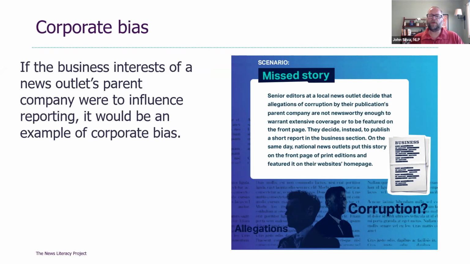So this is an example. The editors at a local news outlet bury allegations of corruption from their parent company. Instead of putting it on the front page like other news organizations do, they do a very short story and bury it in the business section. So this is corporate bias. This is where decisions about news coverage are influenced by a parent company.